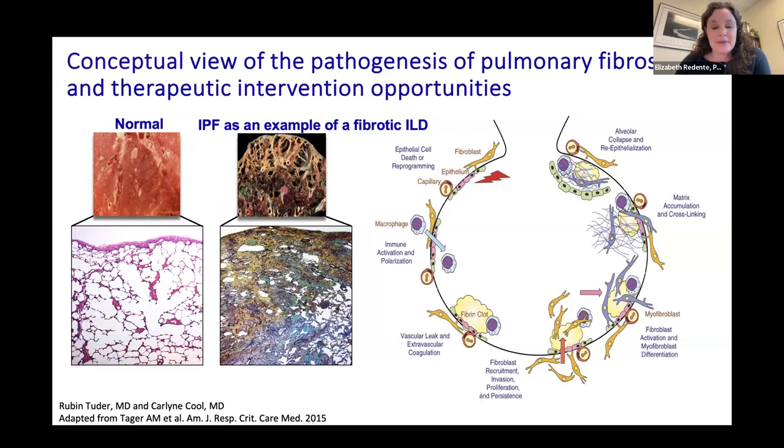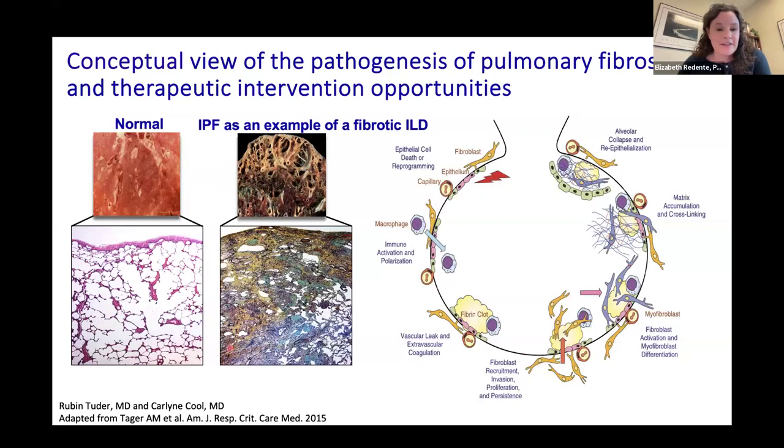Next, we have an explant from a patient who had idiopathic pulmonary fibrosis. This is just one example of a fibrotic interstitial lung disease that can occur. There's a really stark contrast between these two images, as I'm sure you can see, with the significant remodeling and destruction of normal lung tissue in the IPF patient.